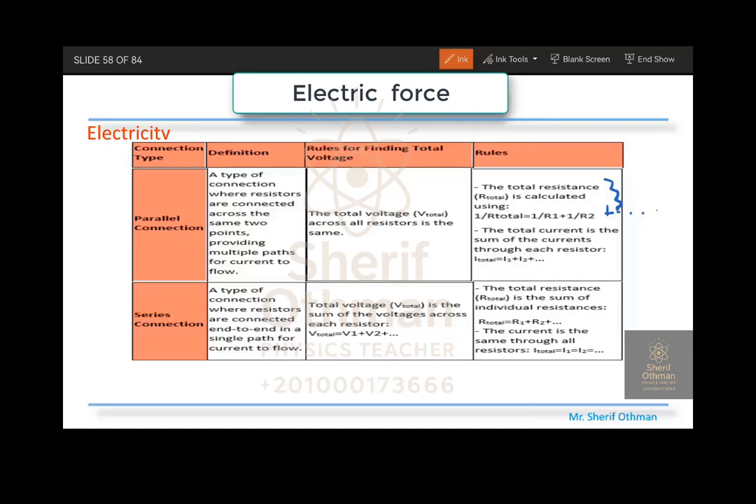Here R is the summation of resistors, similar to the voltage. So the voltage and the resistor are measured in the same way in series connection. I'm going to add them. While V is constant through parallel connection, and R, which is the resistance, decreases through parallel connection.